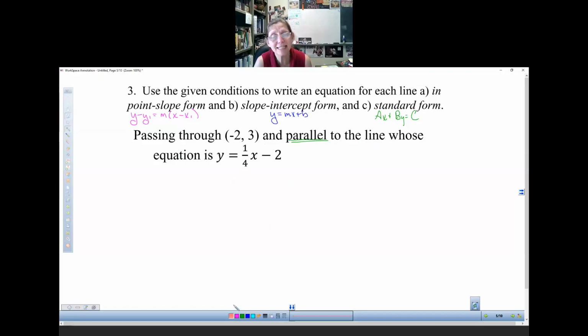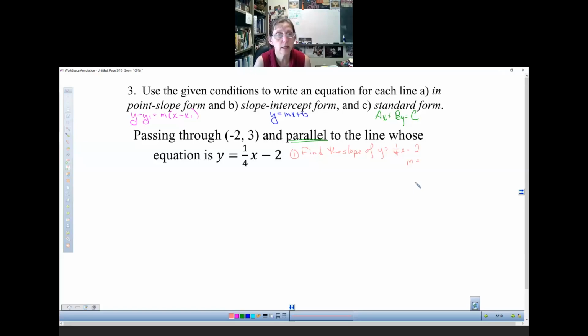So that means that I need to take this information, that it's parallel to this line, to find the slope. The first thing I have to do is find the slope of this line. So before I can do anything else, I need to find the slope of this line, y is equal to 1/4 x minus 2. And the slope is actually given to us right here. Can anybody tell me what the slope of this line is? This line that I'm looking at.